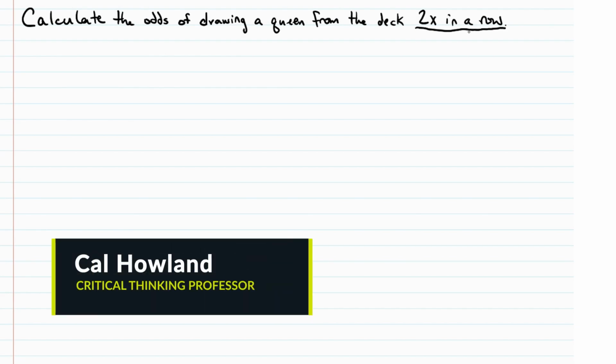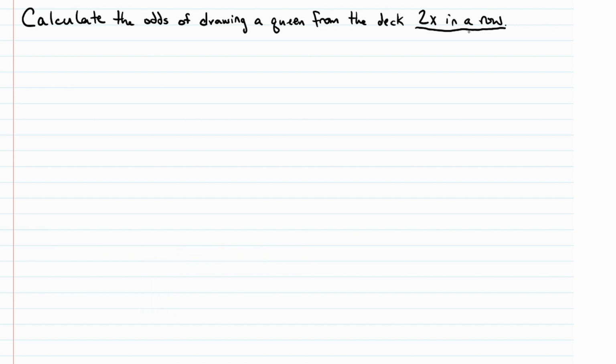Okay, this is our first example in Unit 4 on probability. In this example, we're going to be calculating the odds of drawing a queen from the deck twice in a row. So the first question we have to answer before we even begin the problem is about the draws that we're making. There are two sorts of ways to draw a card from a deck of cards.